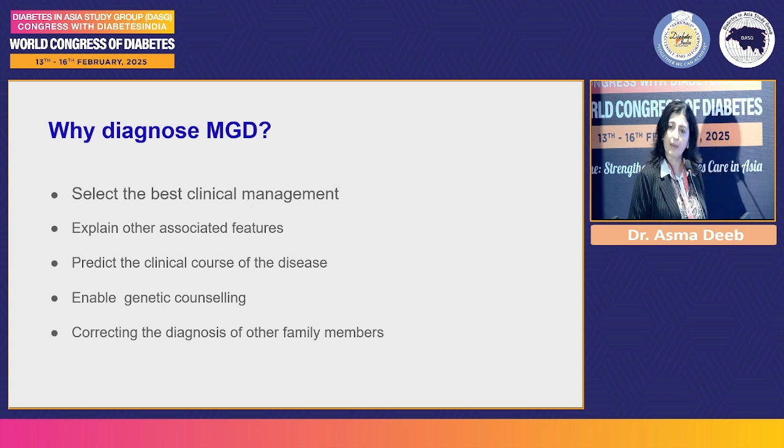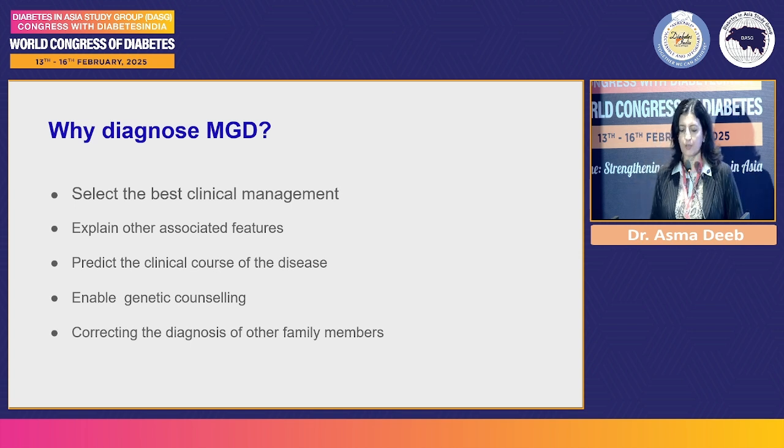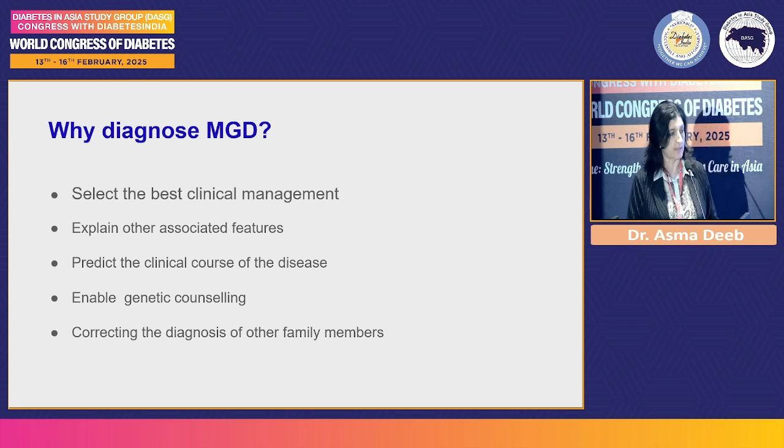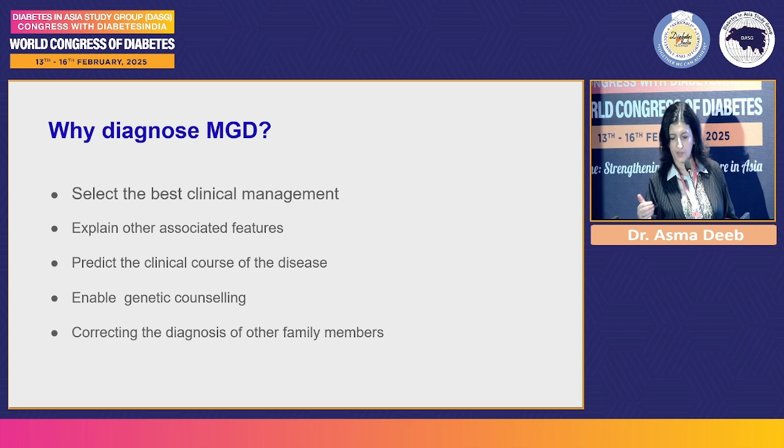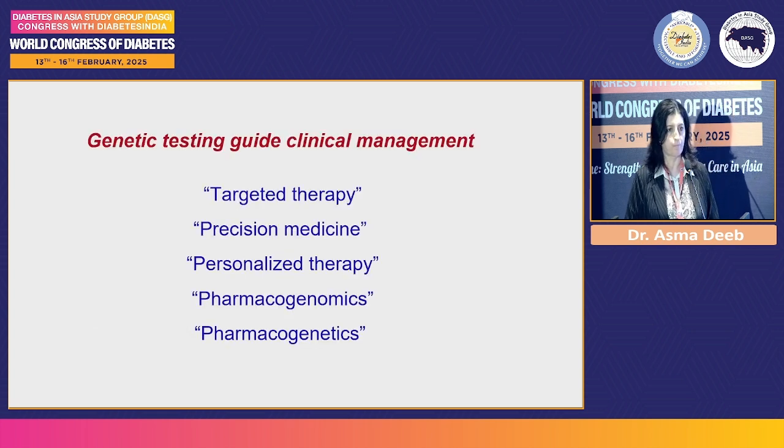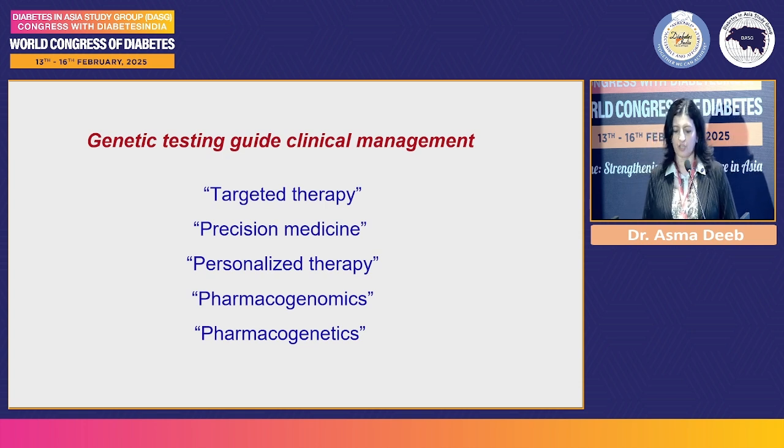Now, type 1 is important, type 2 is important, but monogenic diabetes is equally important. We need to know about it and we need to diagnose it correctly so that we can select the best clinical management for it. We need to know about it because it comes as a consortium or an umbrella of other systemic diseases. We can predict the course if we know the diagnosis. We are enabled to do the genetic counseling if we manage to diagnose it, as well as diagnose this disease correctly in other family members.